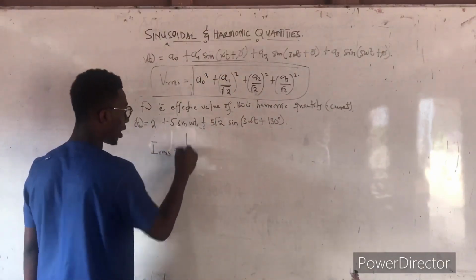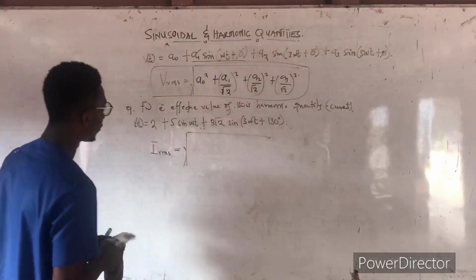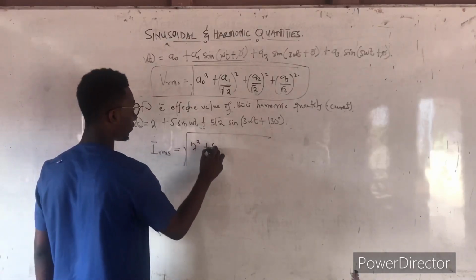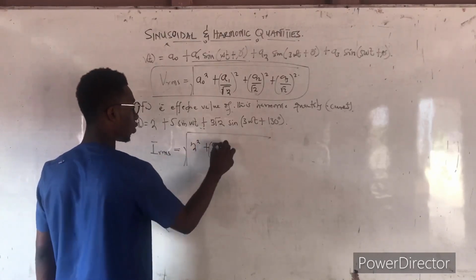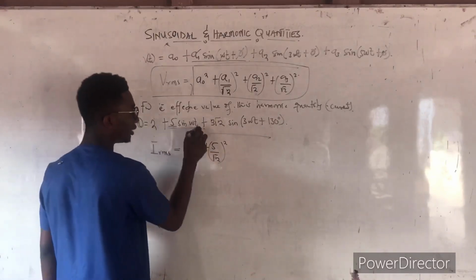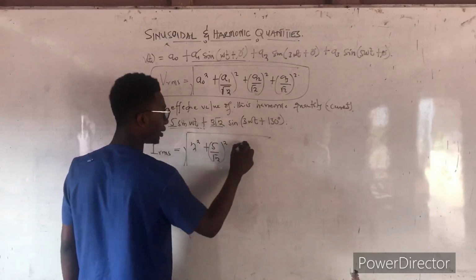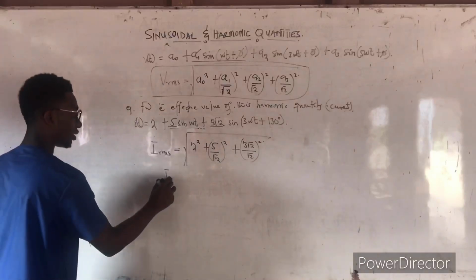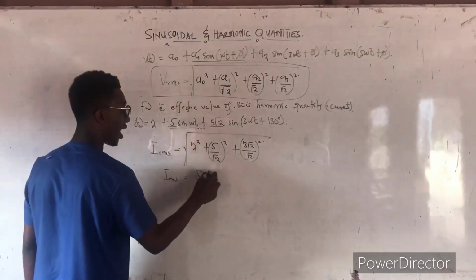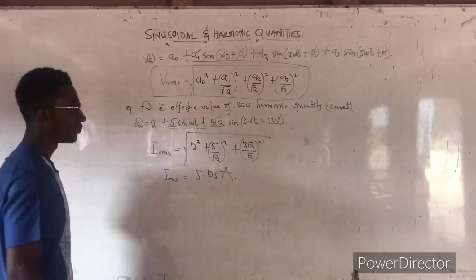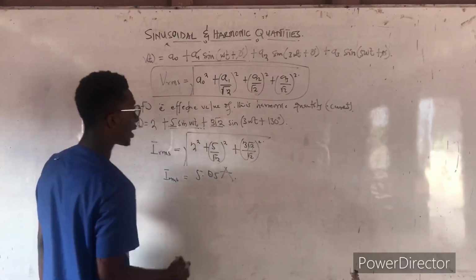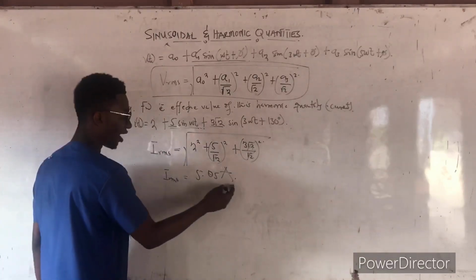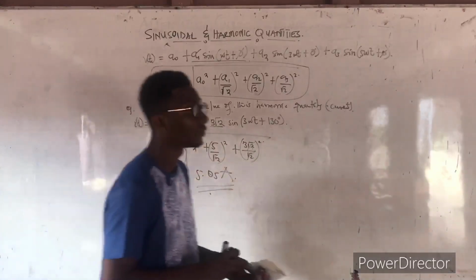is equal to the square root of, so we said the constant we have to square it, so 2 squared, plus 5 on root 2, all squared, since this is the peak value for this term, plus 3 root 2 on root 2, all squared. When you simplify everything, 3 squared is 9, and you get 5.05 amps. And this becomes the root mean square value of the harmonic quantity.